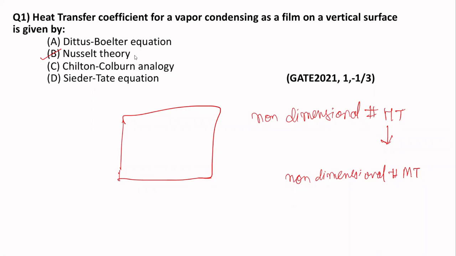And essentially what we were doing is finding out the Nusselt number, and the name for that number was given after Nusselt, who had developed that theory. So Nusselt theory is the correct answer. And I hope you're clear with what all the four names belong to.